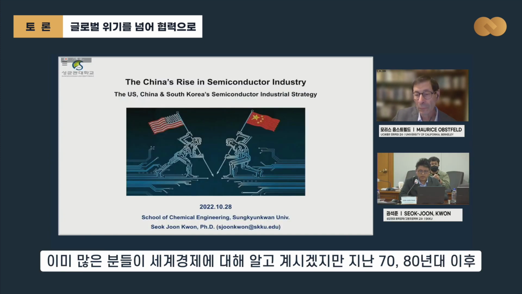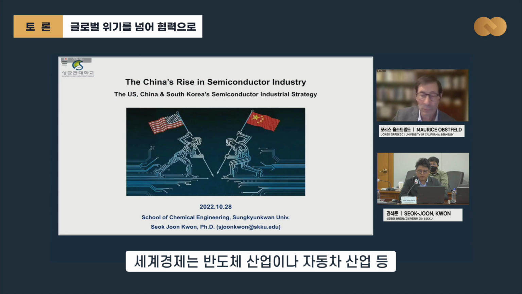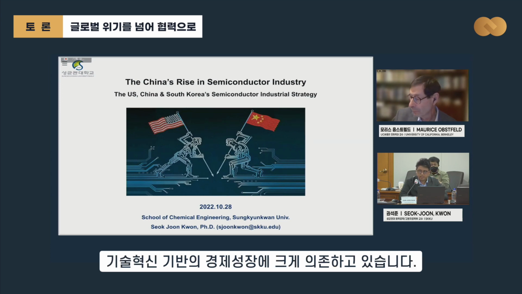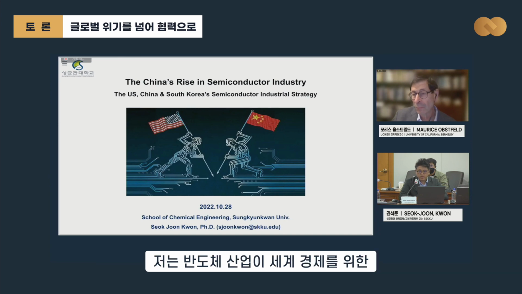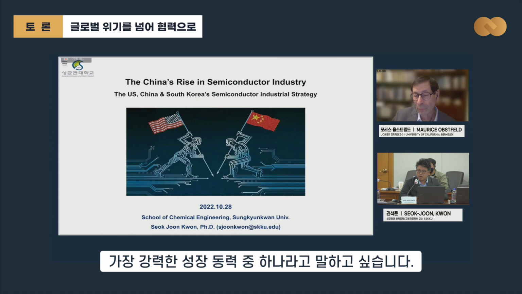As many of you already know, since the 70s or 80s, the global economy has been heavily depending on economic growth based on techno-economic innovation, such as the semiconductor and automobile industries. And I would like to say that the semiconductor industry is one of the powerful growth engines for the global economy. But many of you know that the global economy is at a crossroads.